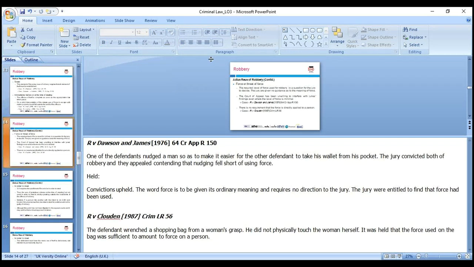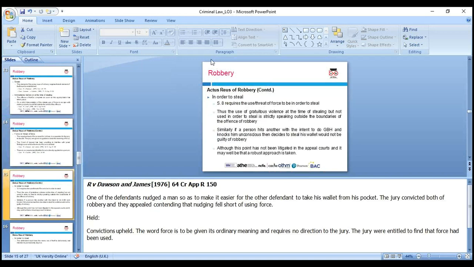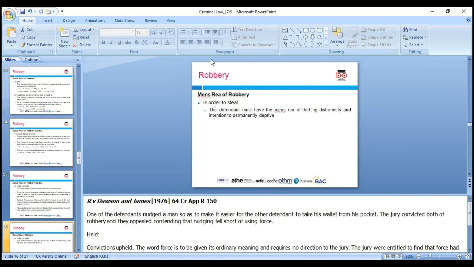So we can look at the next one now. Next is again robbery, and the force or the threats of force. Whether you give threats or use force, that all comes under robbery. Then next we have the robbery case laws: R v Dyson and James. It's good that we can go through all these case laws. Any questions there? All of these are robbery case laws.